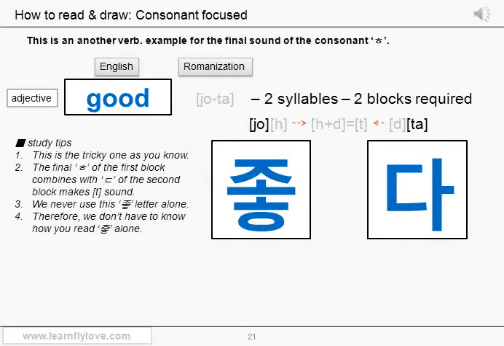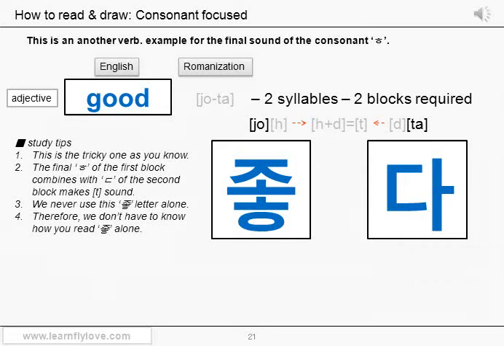The next word is good. It's an adjective. Check out the romanization and let's hear the sound first. 좋다, 좋다. Then let's check out the Korean spelling. This one is a little bit tricky, so listen carefully.